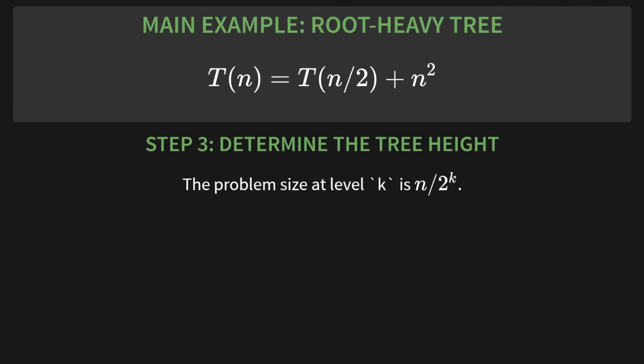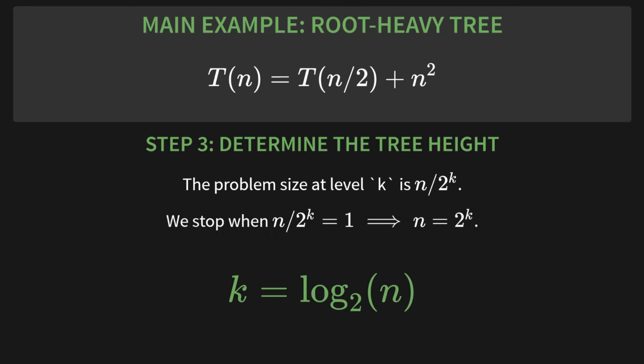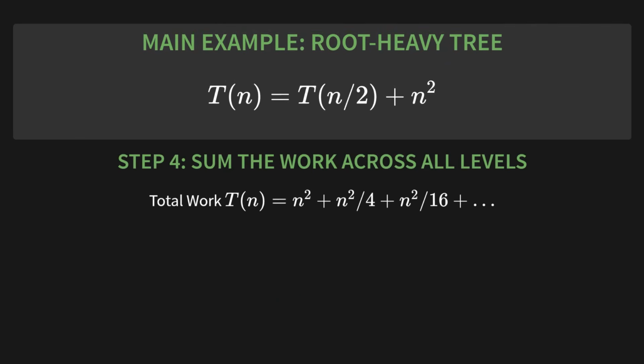Step 3. Determine the tree height. We've seen this a few times now. The problem size at level k is n divided by 2 to the power of k. We stop when n divided by 2 to the k equals 1, which means n equals 2 to the k. So the height k is just log base 2 of n. Simple enough. And now, step 4.